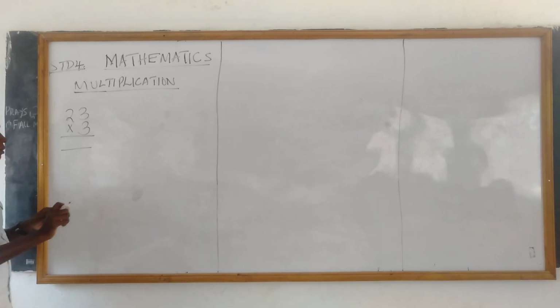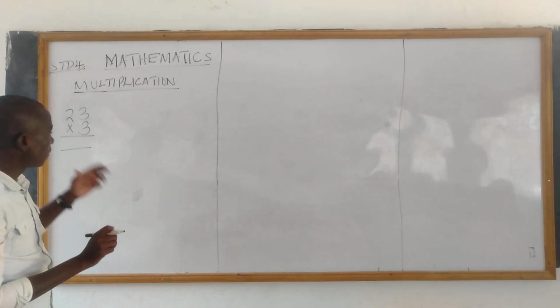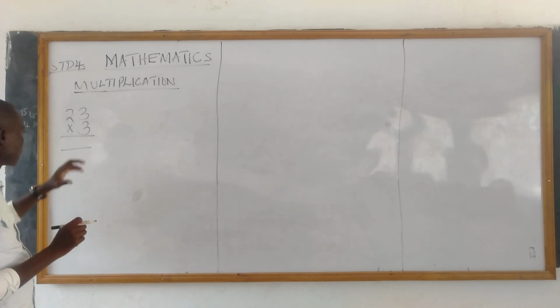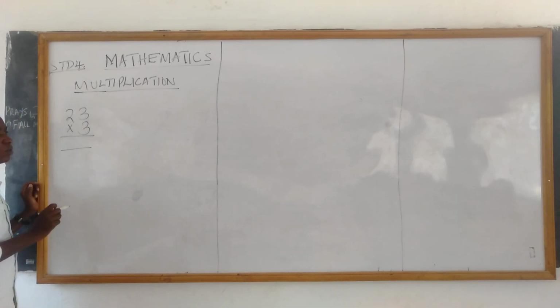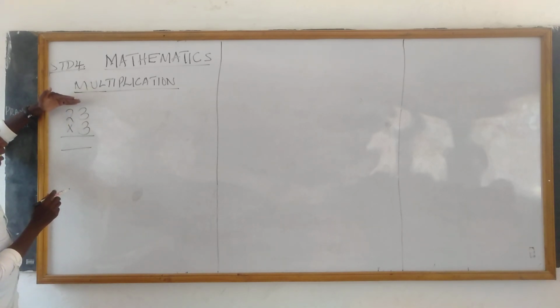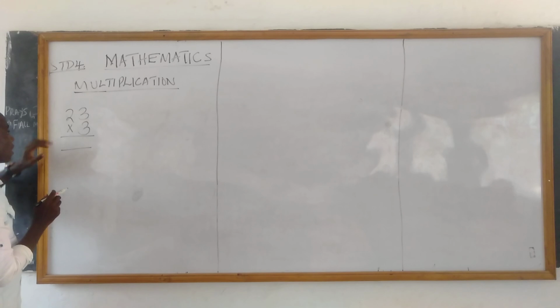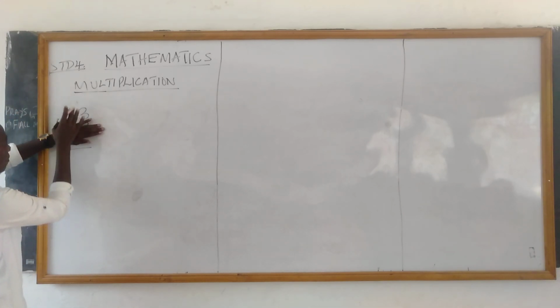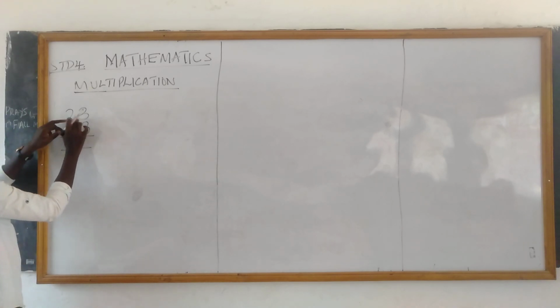For you to multiply this number comfortably, you need to start by knowing the arrangement, the steps, or the direction of how you're going to multiply. When you're multiplying, we have two numbers. One is up, that is 23, and one is down, that is 3. Hence, you take the number that is down, which is 3, and multiply by the number above it. So it is 3 multiplied by 23.